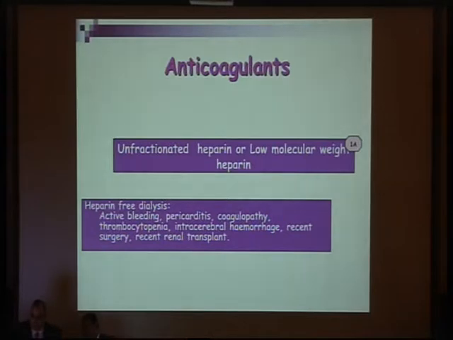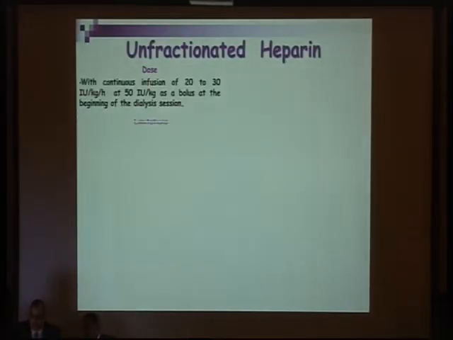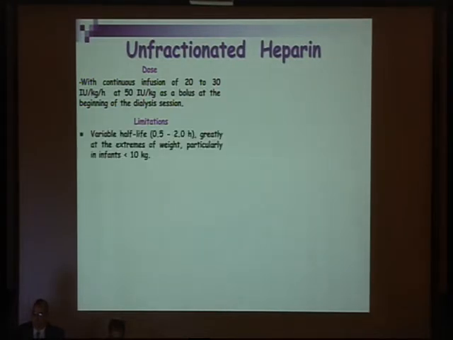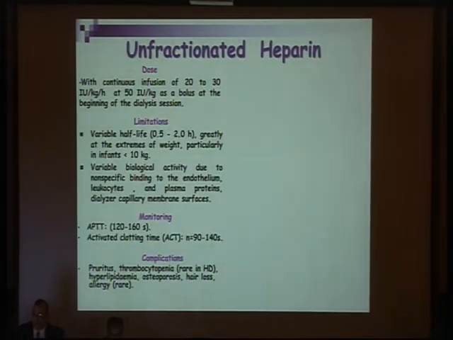So we are using this anticoagulant with a special dose for pediatrics, whether unfractionated heparin, which needs a continuous infusion or a bolus at the start of the session, followed by a next dose because it's a little bit shorter acting. The continuous infusion is 20 to 30 international units per kg per hour. It's monitored by the aPTT or activated clotting time, and may have some complications like pruritus, thrombocytopenia, and hyperlipidemia.